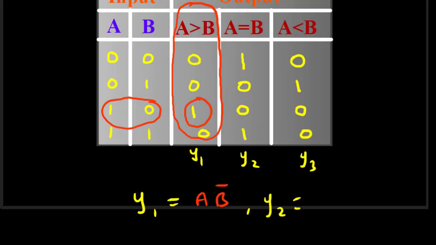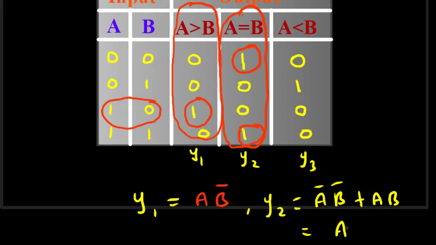Now to write the equation for y2, what we observe is this is the actual truth table. We get output 1 for this and this, and the corresponding terms are A bar B bar, or A B. There are 2 terms. Okay? But we know this is actually the output of an X NOR gate.